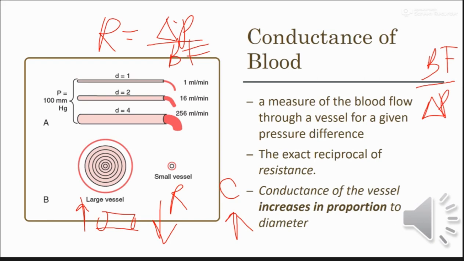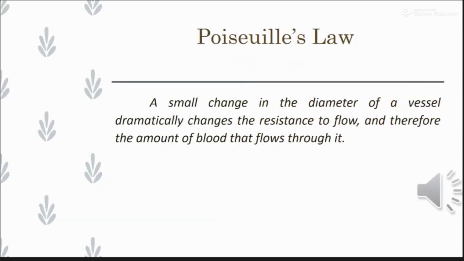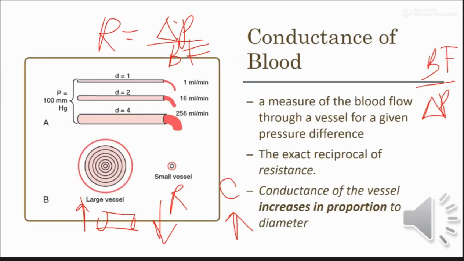Small changes in vessel diameter markedly change its conductance, when blood flow is streamlined or laminar. Let's explain the picture first. The first picture demonstrates the effect of vessel diameter on blood flow. If the diameter is increased 4-fold, there is also an increase in blood flow, 256 from just 1. Letter B shows concentric rings of blood flowing at different velocities.